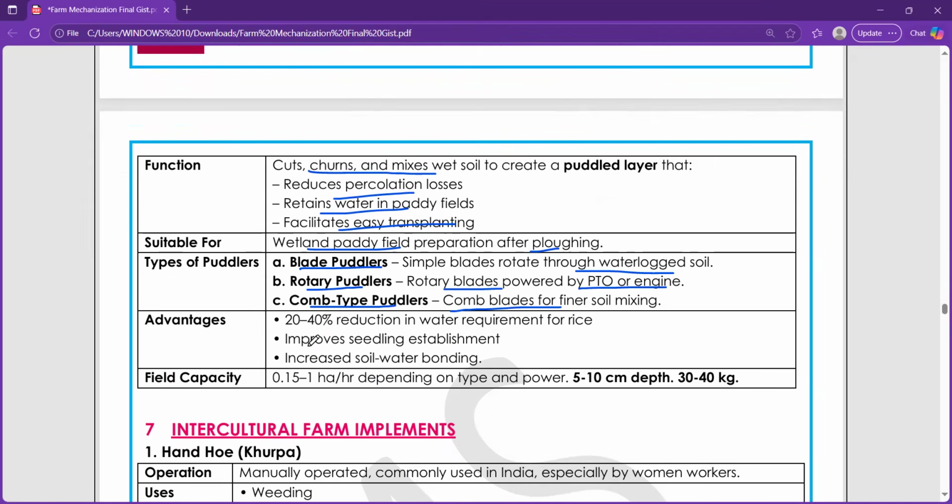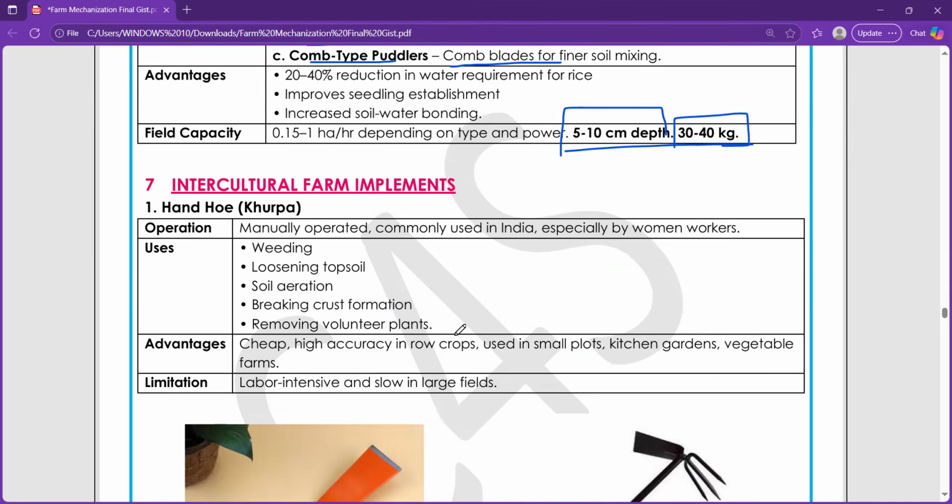Okay, the advantages you can see, they are generally simple, the same as the cage wheel. The important thing here is the weight of this puddler: 30 to 40 kg and 5 to 10 centimeter of depth. So these are very important. Next, let's see the intercultural farm implements.